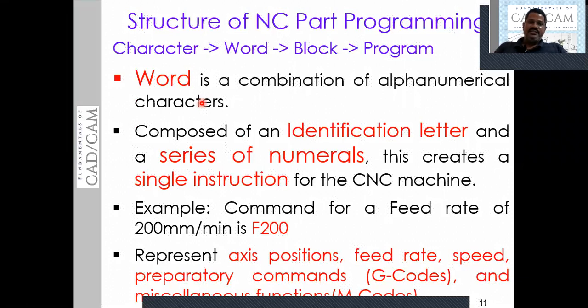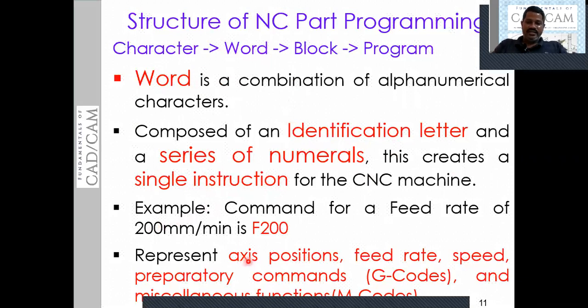As I said just now, it has an identification letter and a series of numerals. So this creates a single instruction to the machine. Not exactly the instruction, though. If all these words are combined together, we get some meaningful command.